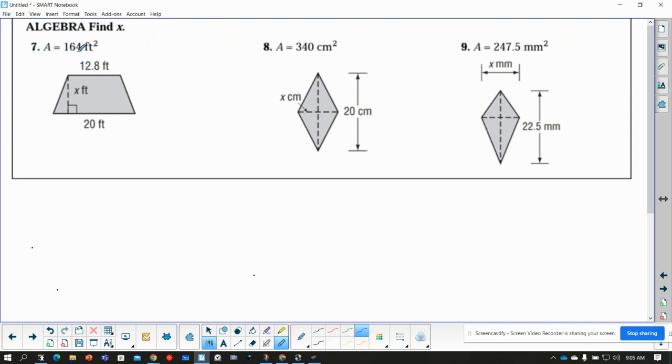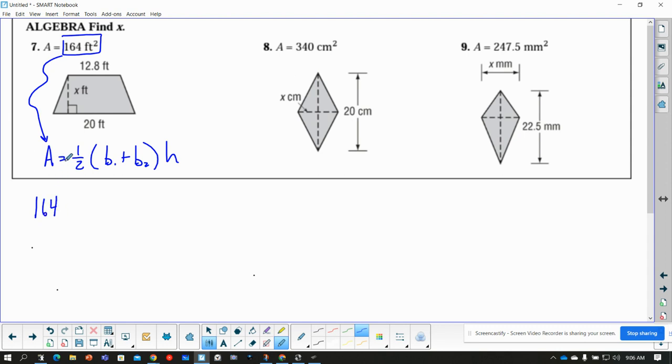All right, so the area is this. Now let's think about this. This is a trapezoid. The formula for area is area equals 1/2 base 1 plus base 2 times the height. Now, let's put these numbers that we have where they go. So the area, this number right here, it's going to go right there where the A is at.